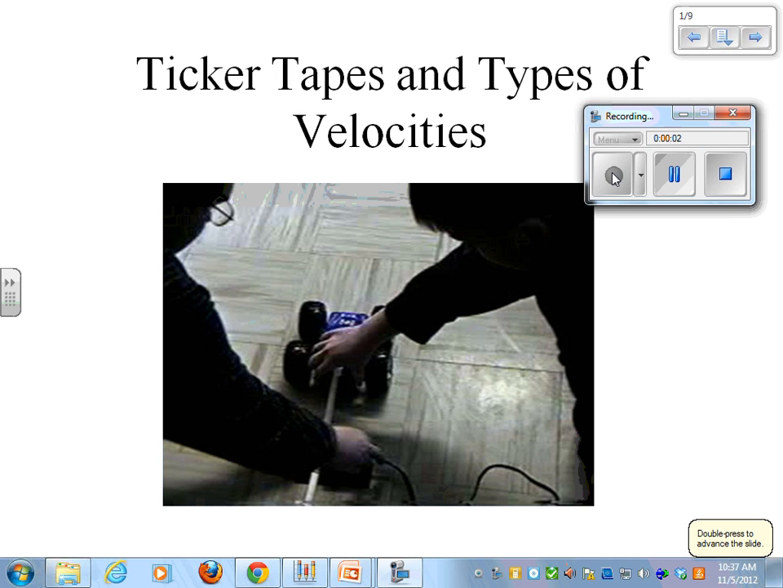Okay, so we're going to talk about ticker tape velocities. Do you guys know what a ticker tape is?